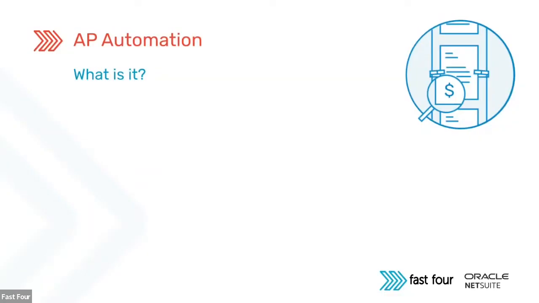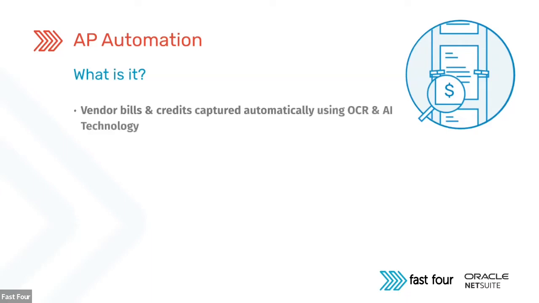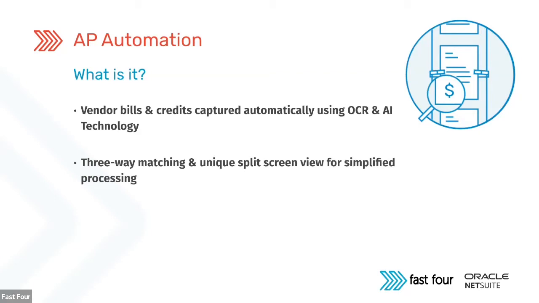So what is AP automation? And I guess that's the first question. If you're looking at this, I'm sure you have some ideas, but one, obviously you're processing vendor bills and credits, typically using an OCR engine with some AI technology. So it allows you to easily process bills rather than manually entering them yourself. Typically there's three-way matching. So in NetSuite, you do have three-way matching capabilities, and generally you want to look for something that does extend that option. And also gives you some features that are not necessarily in NetSuite.